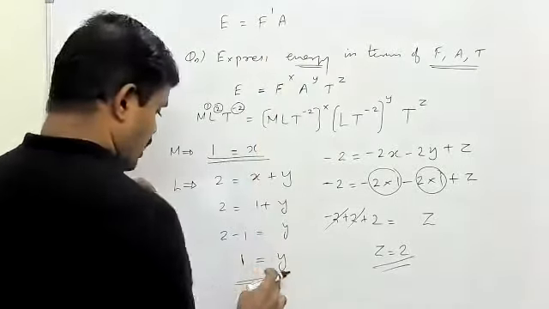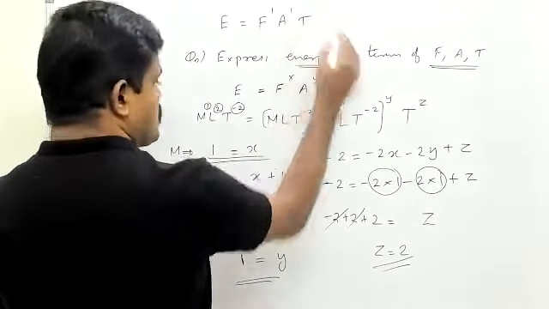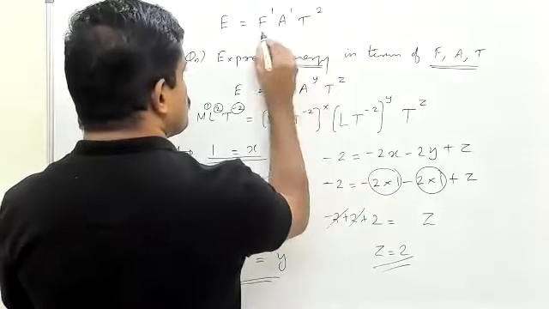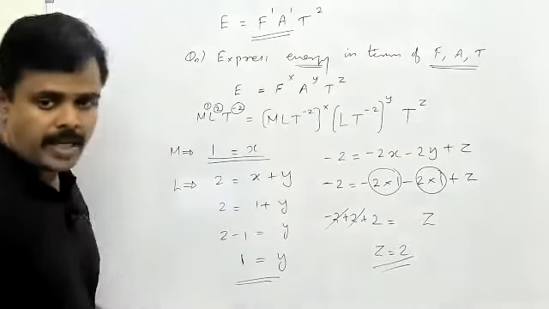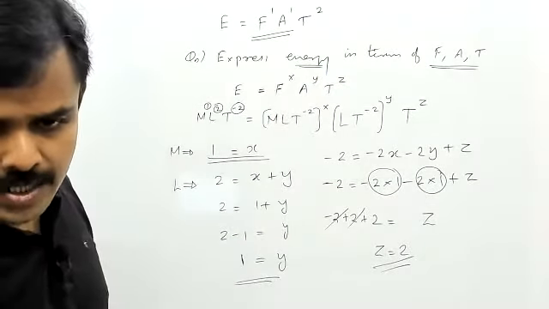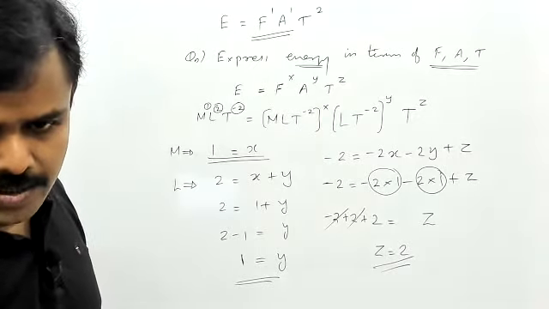A raised to y. Y is what? 1. T raised to z. Z is 2. So I can write it this way: F into A into T square. Did you understand? This was the homework that I gave in the last class.